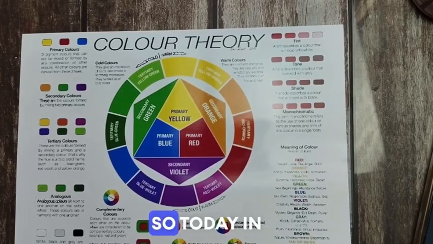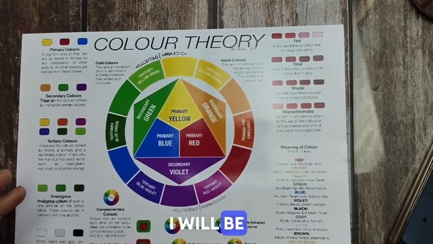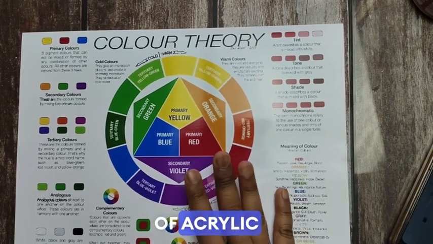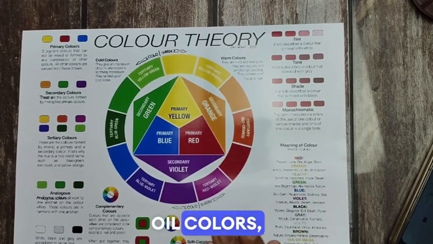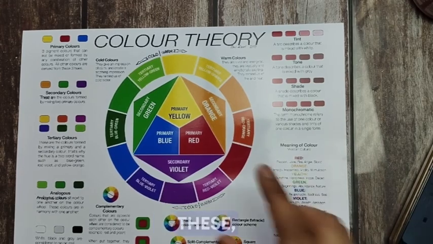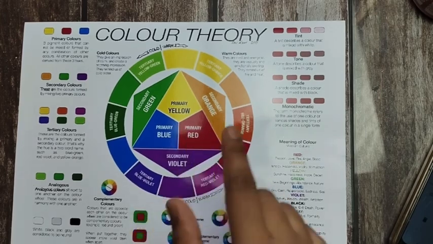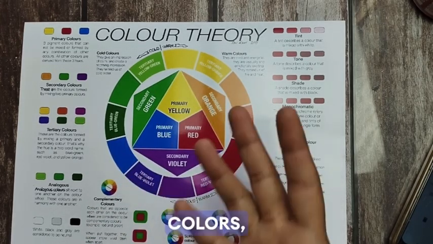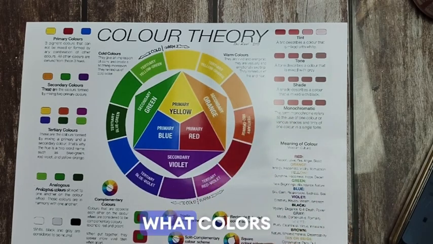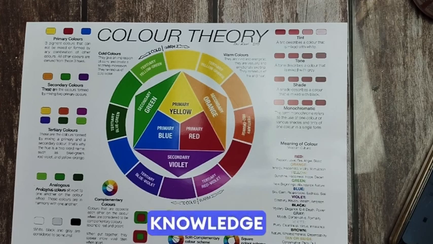Hi everyone. So today in this video I will be telling you the basics of acrylic colors or any colors, oil colors, any medium. If you are choosing this, color theory, this color wheel, you should have some knowledge of colors, like what are the primary colors, what are the secondary colors. By mixing what colors you will be getting what color, okay, and what is the significance of particular colors, like red color, yellow color. So everything, you should have some basic knowledge about these colors.